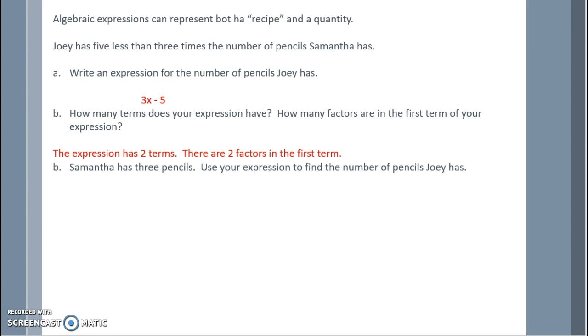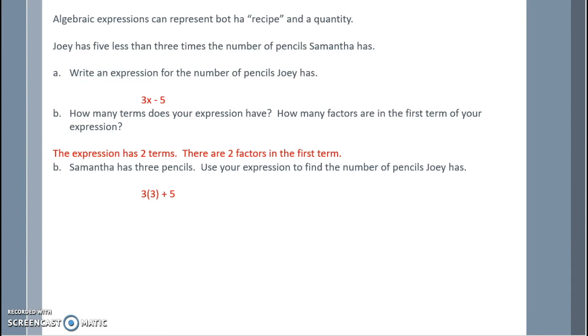The expression has 2 terms because we're adding or subtracting 2 pieces together. And within that first term, 3x, there are 2 factors. Let's say Samantha has 3 pencils. Use your expression to find the number of pencils Joey has. We will plug in 3, or substitute 3, in for the variable.